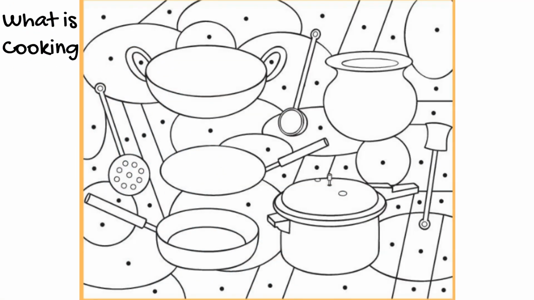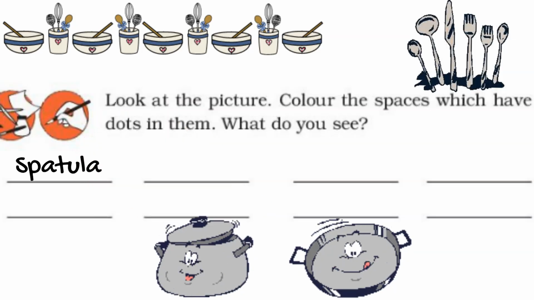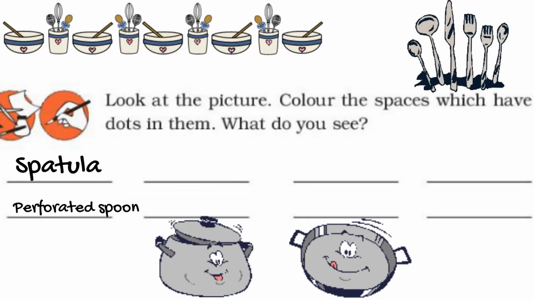Which utensils can you see in this picture after coloring the background? You can see a spatula. You can turn the rotis using a spatula. You can see perforated spoons. These spoons are used to fry something. If we fry some chips, we can remove the chips out of the pan using these spoons. These spoons are known as perforated spoons.